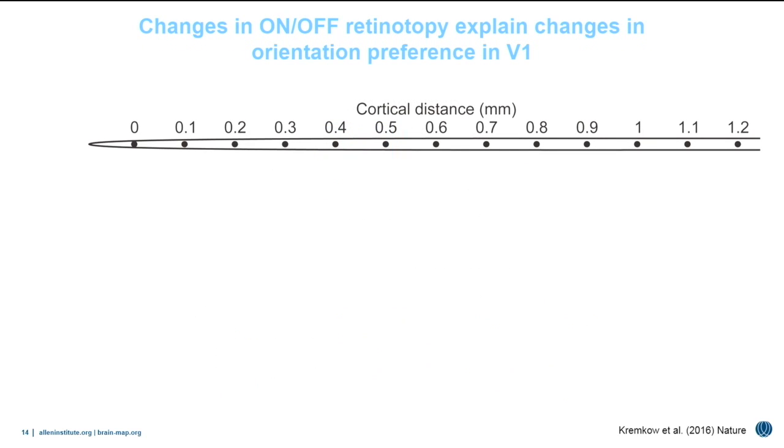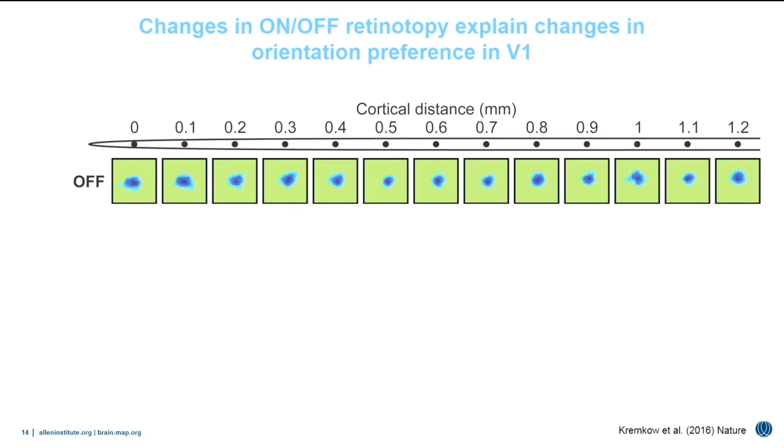And now I want to show you one example of our recording. If you want to remember anything from my talk, then this should be it. And the title already tells you the solution. So we discovered that the on and off retinotopy, the systematic changes across the cortical surface, explains the orientation preference map. And I will walk you through this figure.